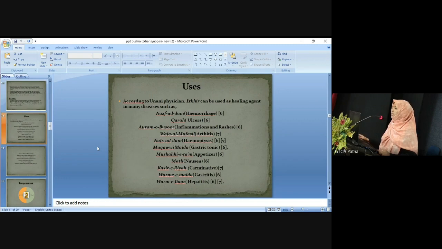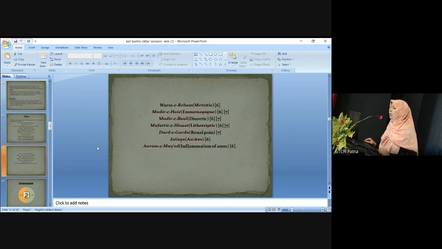Other than that, if you look deeper into the uses, it is known to function as nafsuddam, hemorrhage, aurame basur, wajaul mufasil, nafsuddam, mukavie maida, matli, kasre riya, varme maida, varme jigar, varme rahim, mudre haiz, mudre baul, mufattite hisat, darde gurda, istiska, and aurame mukad. So what are the most important functions on the basis of which I am using this drug as a nephroprotective agent against cisplatin? What is the problem with cisplatin when it is induced in cancer patients?